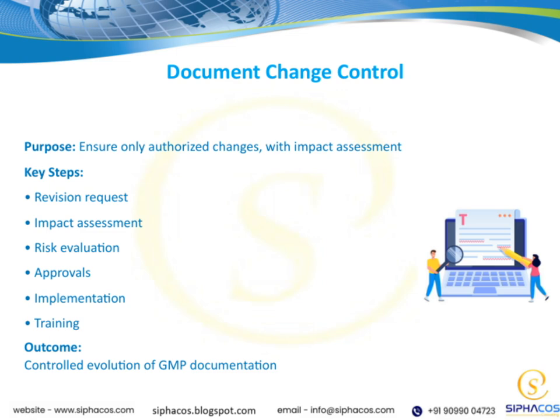The ultimate outcome of this process is a controlled evolution of our GMP documentation. It allows us to keep our documentation up-to-date and accurate, while still maintaining control and compliance throughout the process. This is essential for ensuring the quality and safety of our products in the long run.